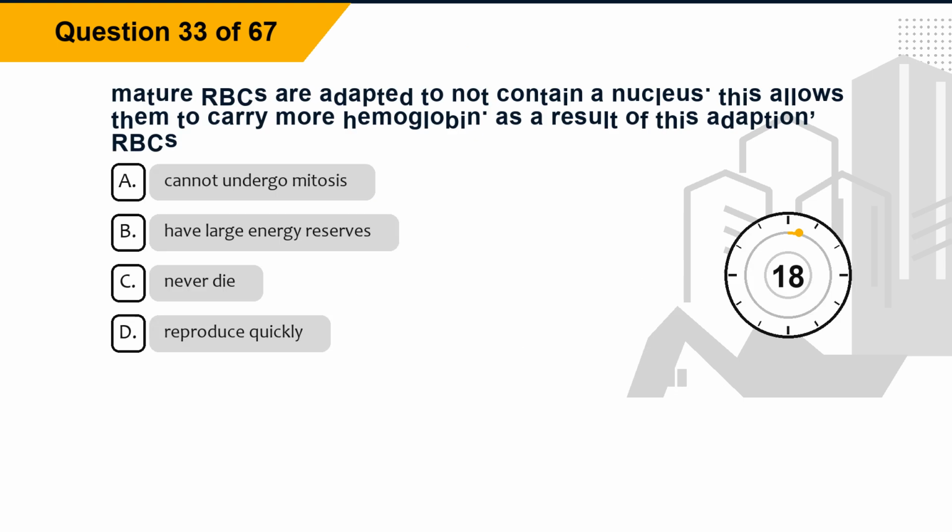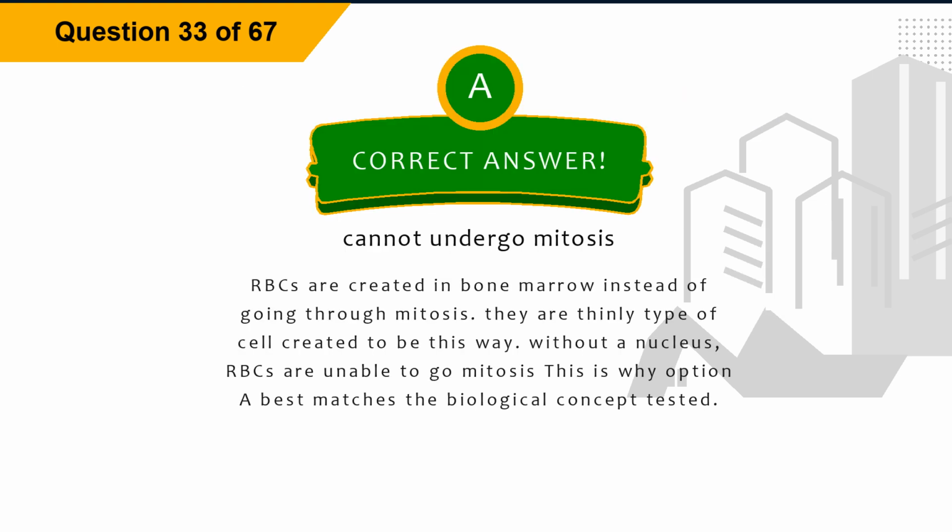Question 33. Mature RBCs are adapted to not contain a nucleus. This allows them to carry more hemoglobin. As a result of this adaptation, RBCs. Option A, cannot undergo mitosis. Option B, have large energy reserves. Option C, never die. Option D, reproduce quickly. The correct answer is option A, cannot undergo mitosis.